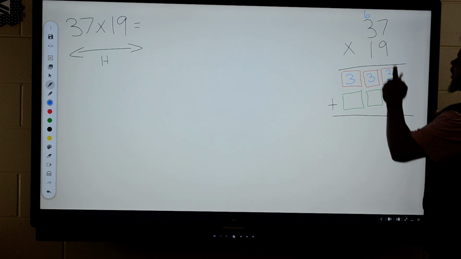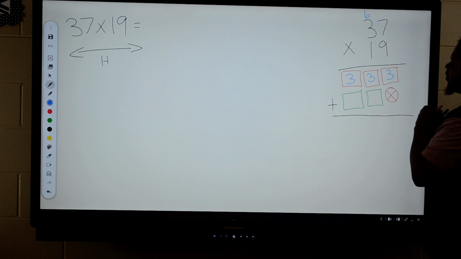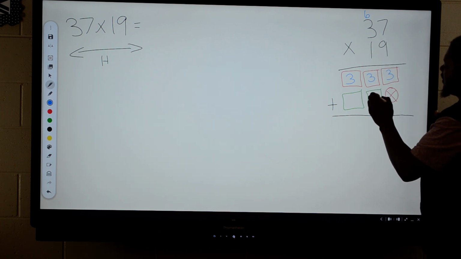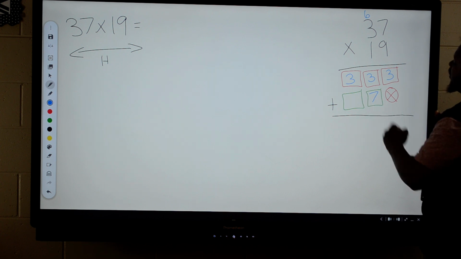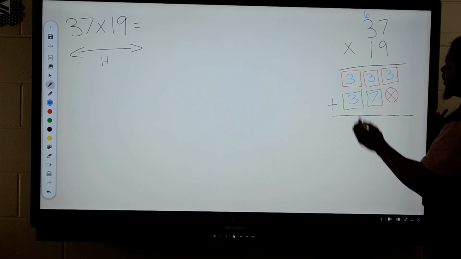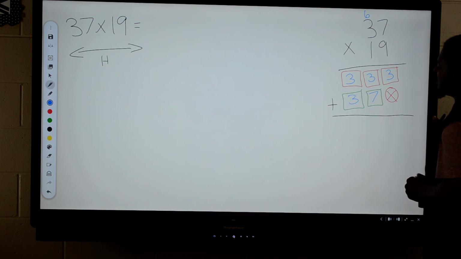All right, now we can move over to the 1. So we have our 0 spacer. Anything times 1 is itself, right? So 1 times 7 is 7. And then we have 1 times 3 is 3. Our last step is to add these two partial products together. Now I'm saying partial products because that's going to come in handy as we move forward in these lessons.